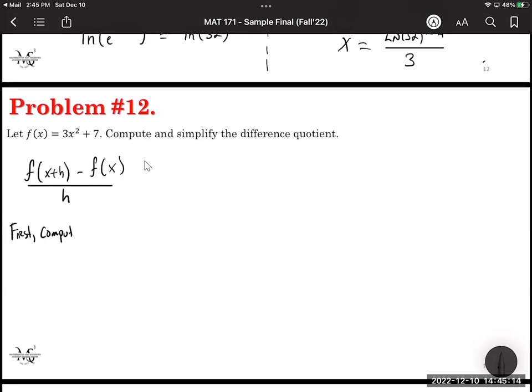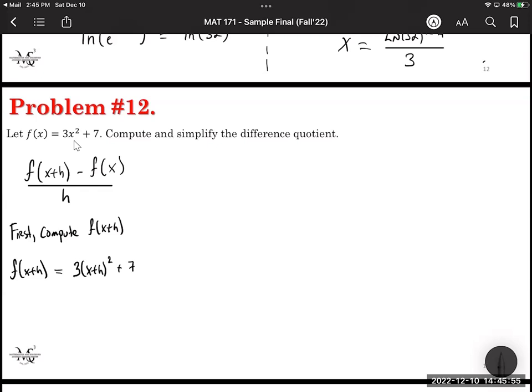compute f of x plus h. If I want to compute f of x plus h, that means when I look at the original function, wherever I see an x, I replace it with x plus h. How many times does the variable x appear in the original function? Once, that's right, just once. So I'm going to replace that x by x plus h. So we get 3 times x plus h squared plus 7.